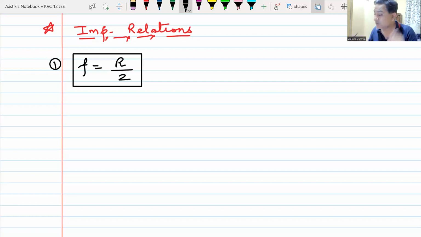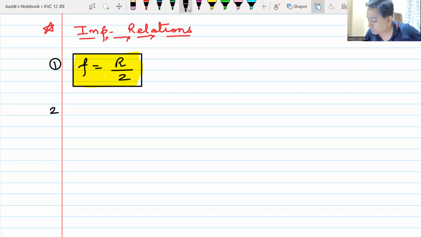Now remember, this equation again has to be used with what? Without sign convention or with sign convention? Remember, every relation that we write has to be used with proper sign convention. For a concave mirror, focal length is negative and therefore the radius of curvature also becomes negative. Do we understand this? Every equation should be used with proper sign. This equation should also be used with proper sign.